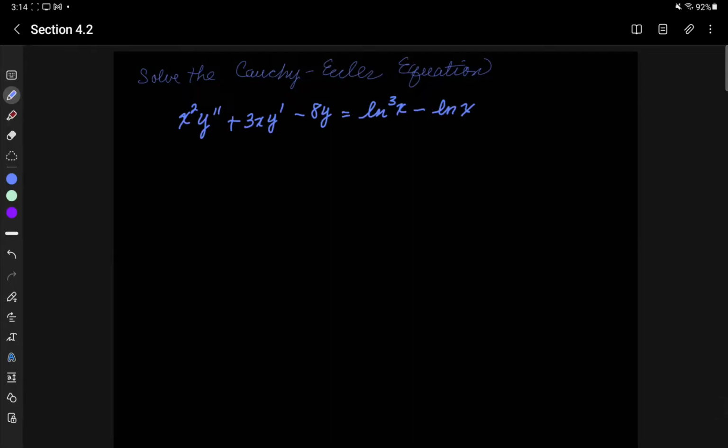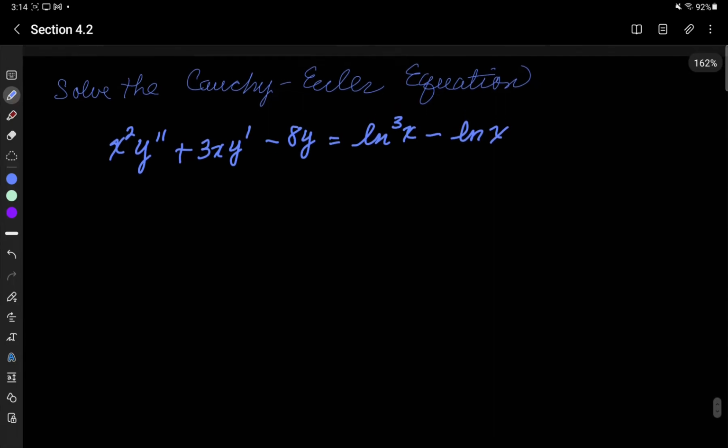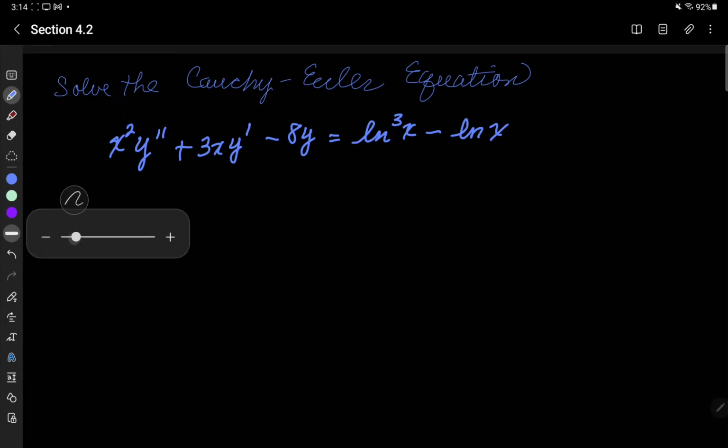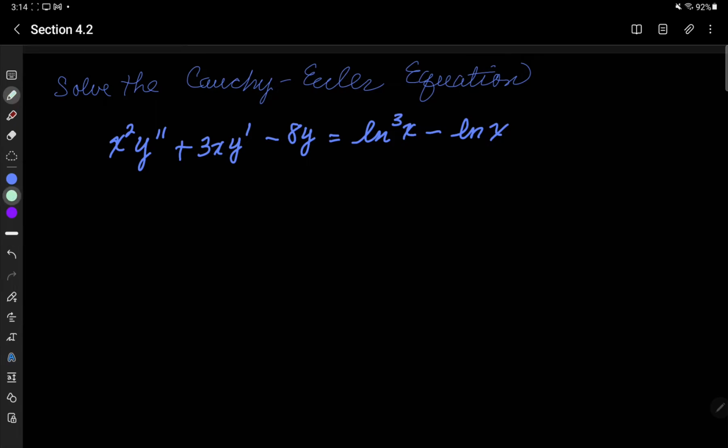Here I have a Cauchy Euler equation. It's second order. We have a second derivative. And we're going to solve this by converting it to an equation with constant coefficients. So I am going to make a substitution.